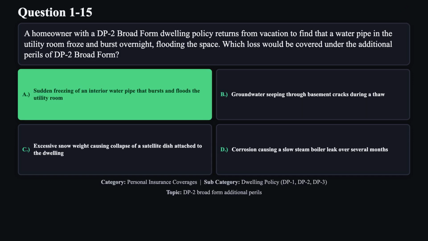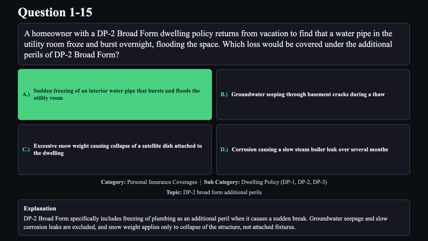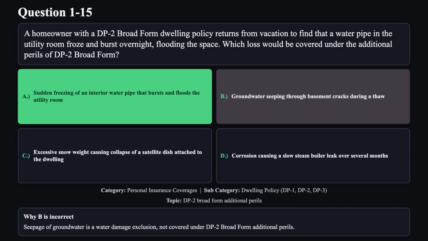The correct answer is A. DP2 broad form specifically includes freezing of plumbing as an additional peril when it causes a sudden break. Groundwater seepage and slow corrosion leaks are excluded, and snow weight applies only to collapse of the structure, not attached fixtures. Reason B is not correct.